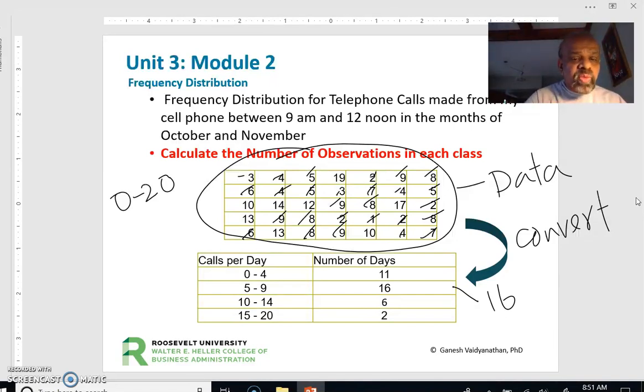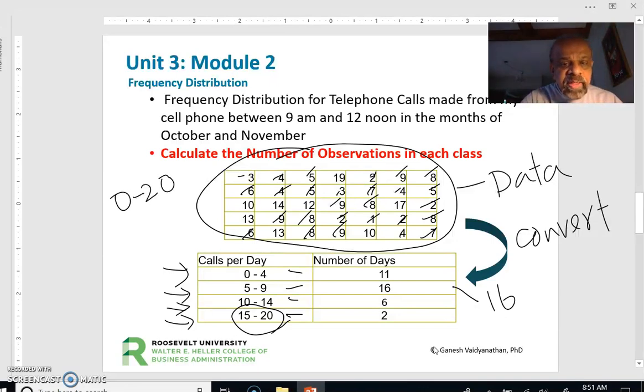In this 0 to 20, I'm going to make about 4 bins. Those 4 bins will be: one is 0 to 4, another one is 5 to 9, another one is 10 to 14, and the fourth one is 15 to 20. So let's count. Now let's take this 15 to 20. If I take 15 to 20, there is 1 here.